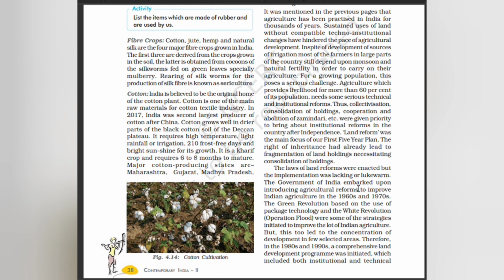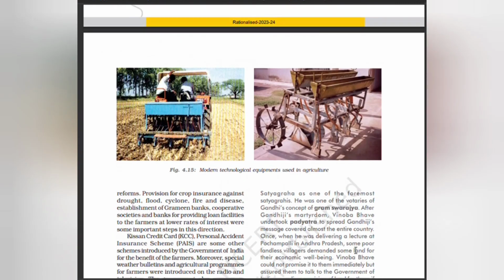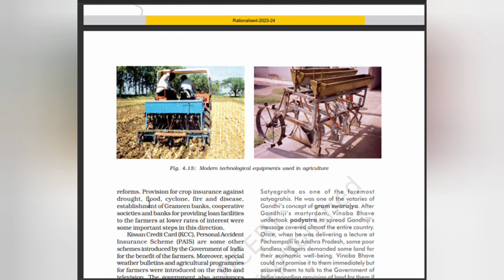The Government of India embarked upon introducing agricultural reforms to improve Indian agriculture in the 1960s and 1970s. The Green Revolution, based on the use of packaged technology, and the White Revolution were some of the strategies initiated to improve the lot of Indian agriculture. But this too led to the concentration of development in a few selected areas. Therefore, in the 1980s and 1990s, a comprehensive land development program was initiated which included both institutional and technical reforms.